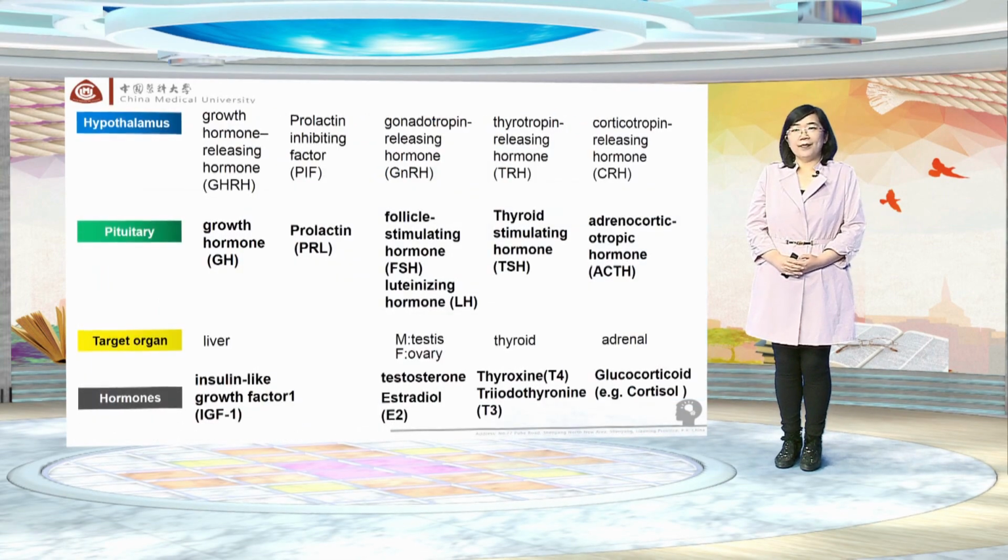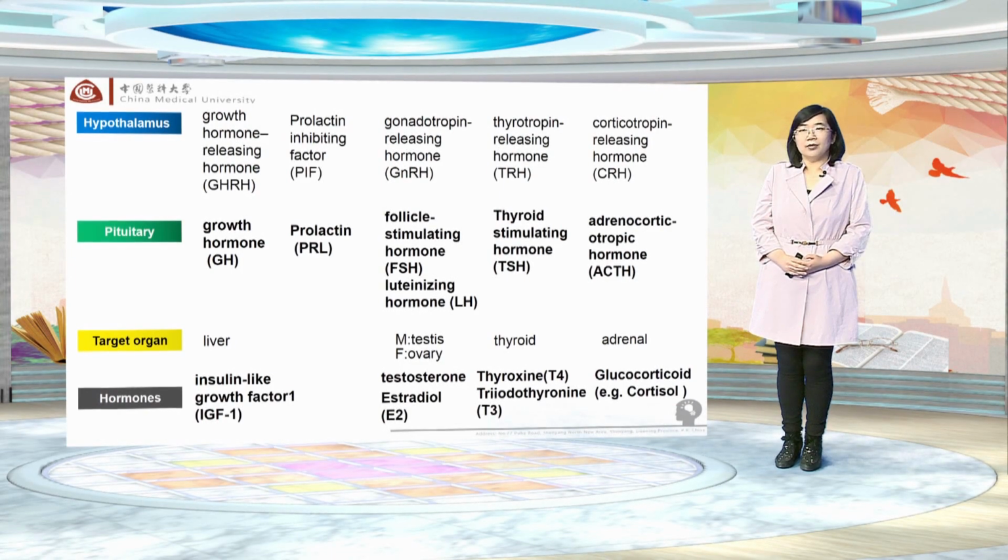Several important feedback systems are mediated via the hypothalamus and the pituitary. In addition to the HPT axis, there are two other important axes. The first is the hypothalamus pituitary adrenal regulation axis, where CRH, ACTH, and cortisol are secreted. The second is the hypothalamus pituitary gonadal regulation axis, where GnRH, LH, FSH, and sex hormones, estrogen in females and testosterone in males, are involved.